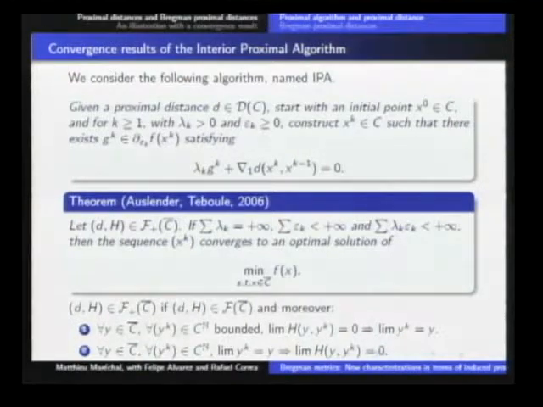D and H belong to F_+(C, C bar), as is written here. If we have this, and moreover some other property which reinforces the distance H, meaning that if the limit of y_k equals y, then moreover, if y_k tends to y, then H of y_k tends to 0.